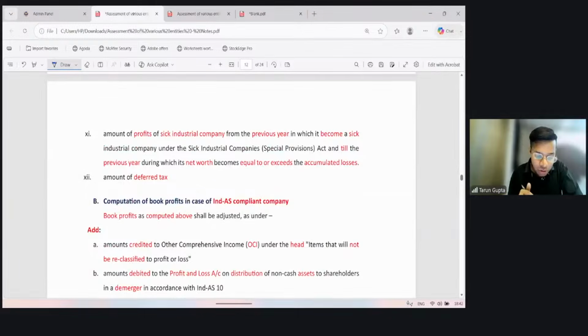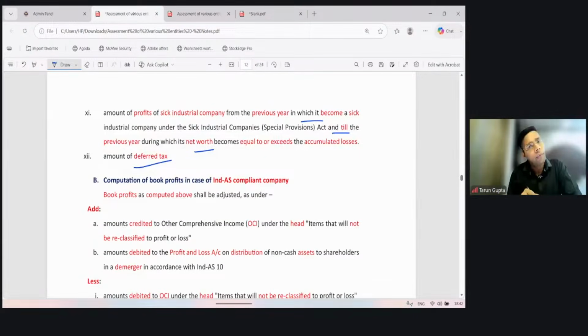If the company is a sick industrial company, then the amount of profit of such company from the period on which it became sick and till the previous year by which the net worth becomes equal to or exceeds the accumulated losses. So the sick industrial company is not liable to MAT during this period. Amount of deferred tax, of course. Okay. So this is the computation of book profit.